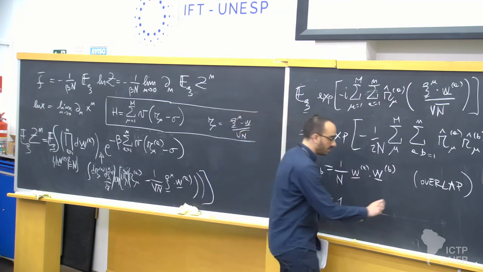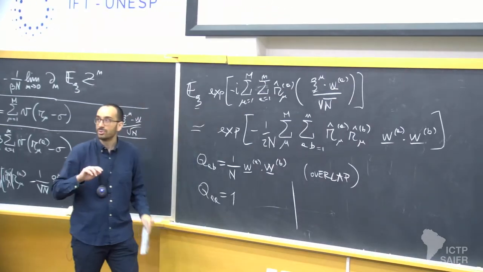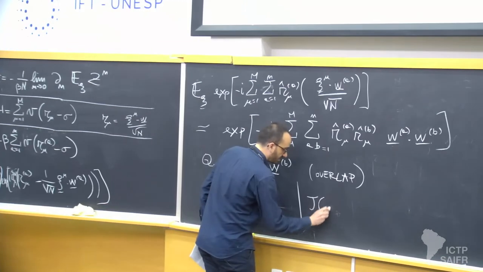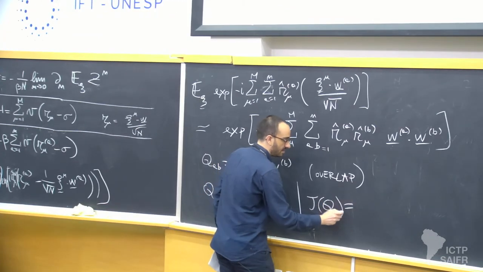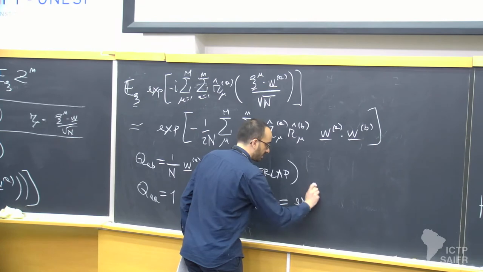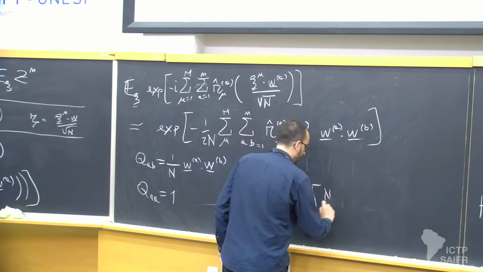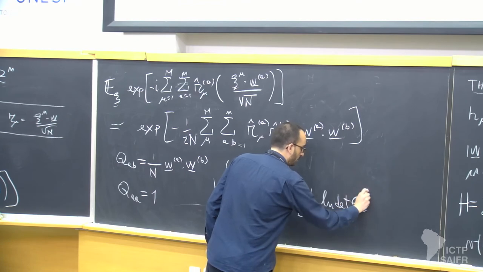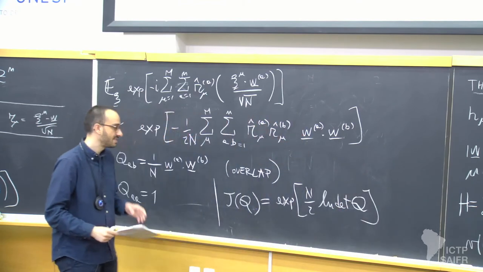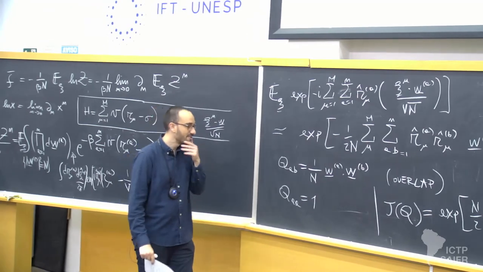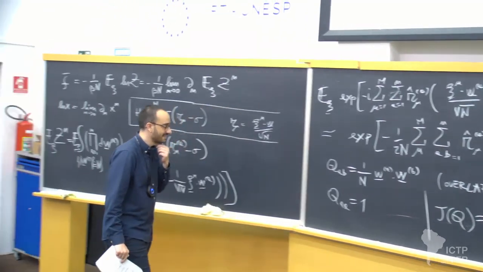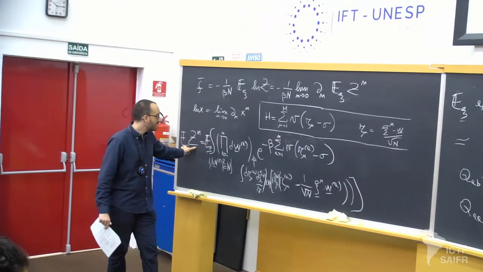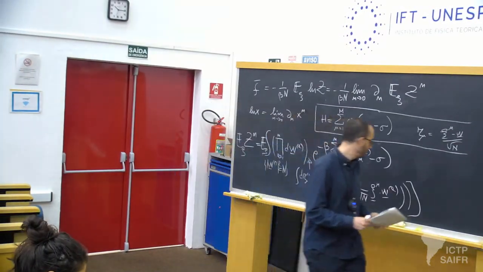And the change of variable, the only thing that you need to do is to compute the Jacobian of the change of variable. And guess what? It's the same as yesterday. So this is exponential of n over 2. So if you have done the exercise of yesterday, you know the Jacobian. Okay, so this expression can be rewritten in this way.